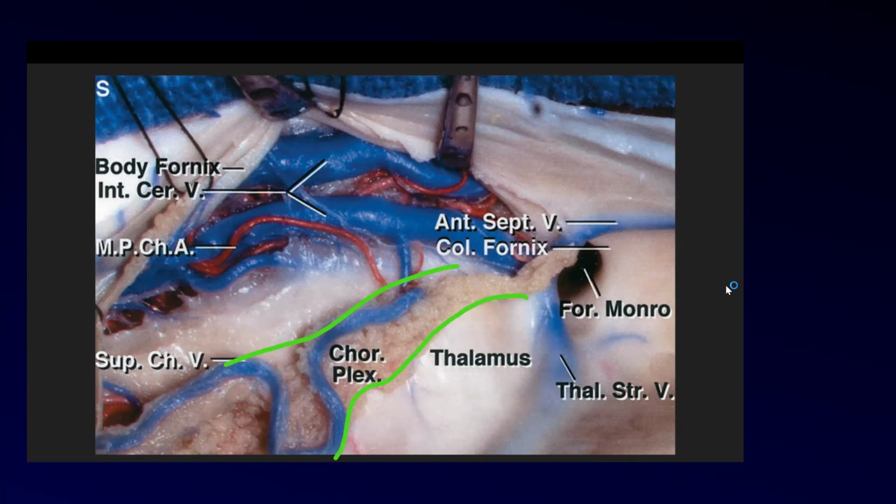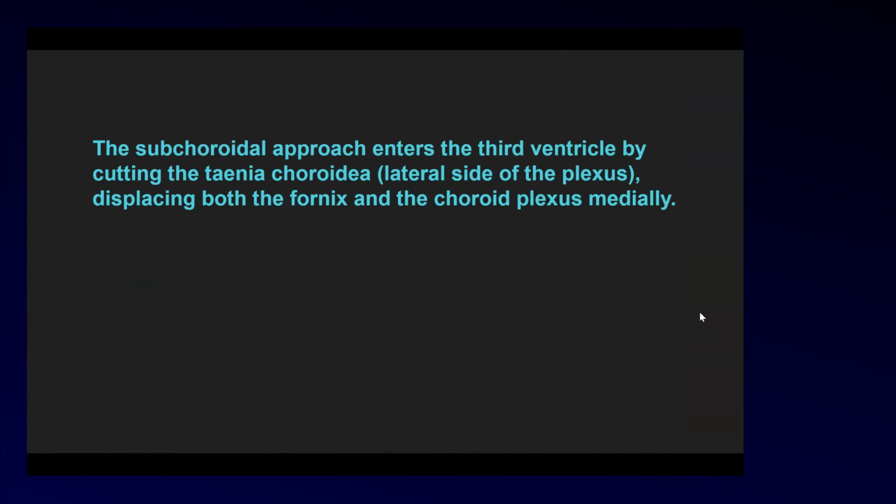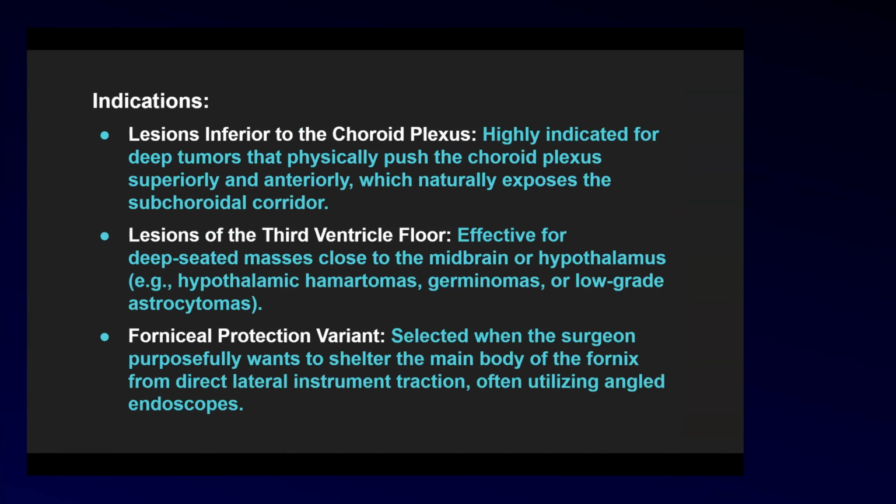What is the problem going to be? The problem is that the working angle is going to be very, very narrow. And the other problem is, let's look at it, in fact, on the slides. So what we do is, when we do the subchoroidal approach, we open up the tinea thalami, and we retract the fornix and the choroid plexus, both of them medially.